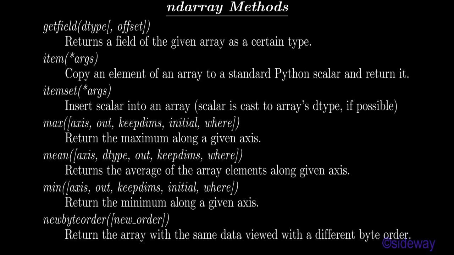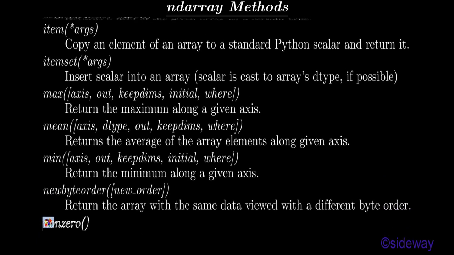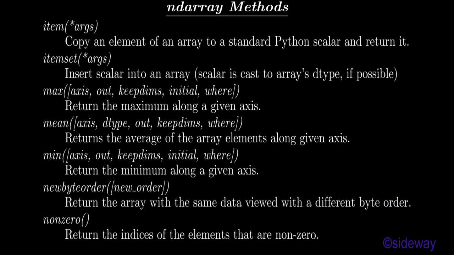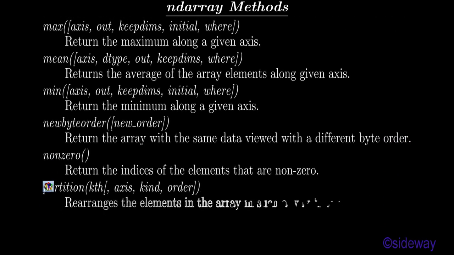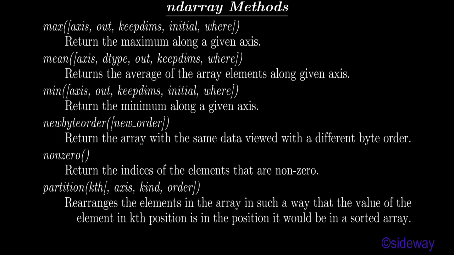newbyteorder(new_order): Return the array with the same data viewed with a different byte order. nonzero(): Return the indices of the elements that are non-zero. partition(kth, axis, kind, order): Rearranges the elements in the array in such a way that the value of the element in kth position is in the position it would be in a sorted array.